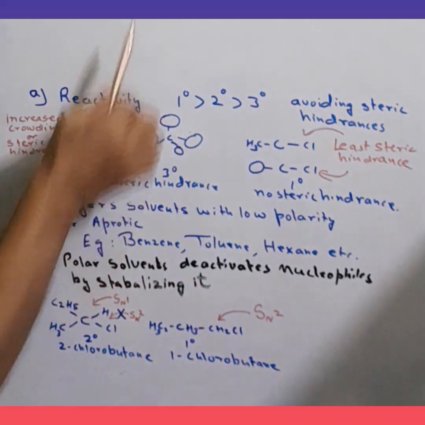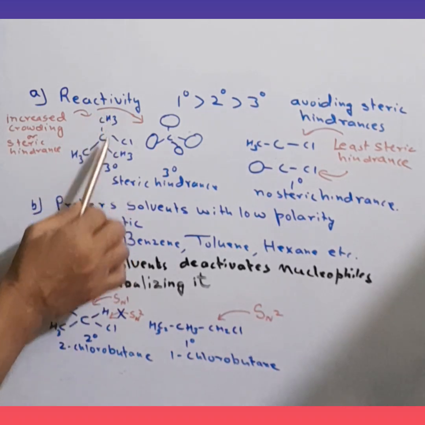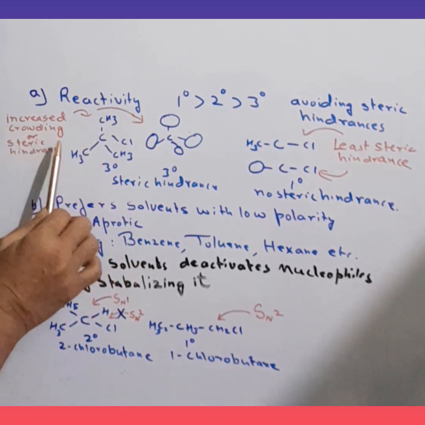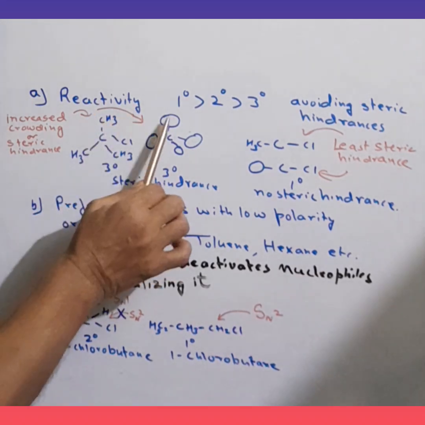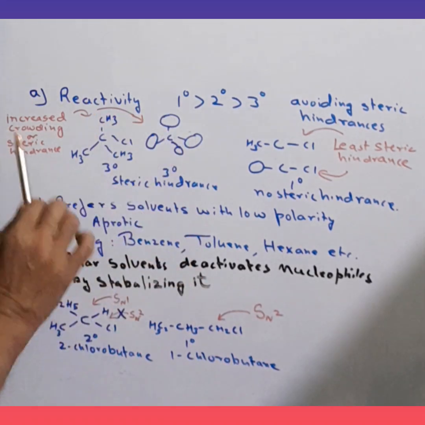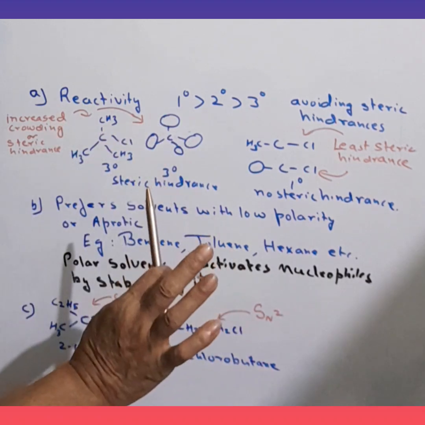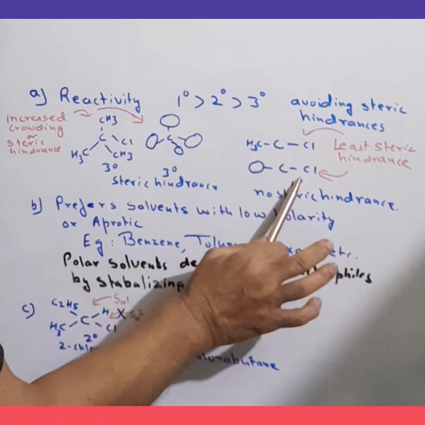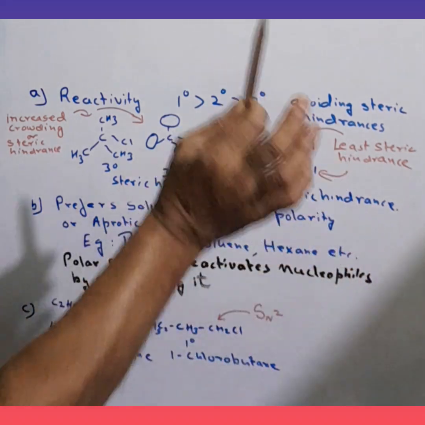Now just an example, check it out over here. Here you have got increased crowding or steric hindrance. I am showing it in terms of small spheres, right? So it's sterically hindered. Whereas when you see primary, it's absolutely open, so it can happen.